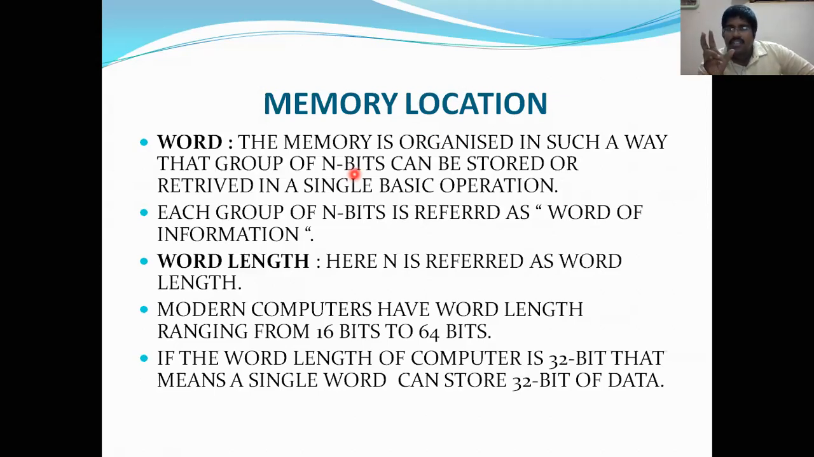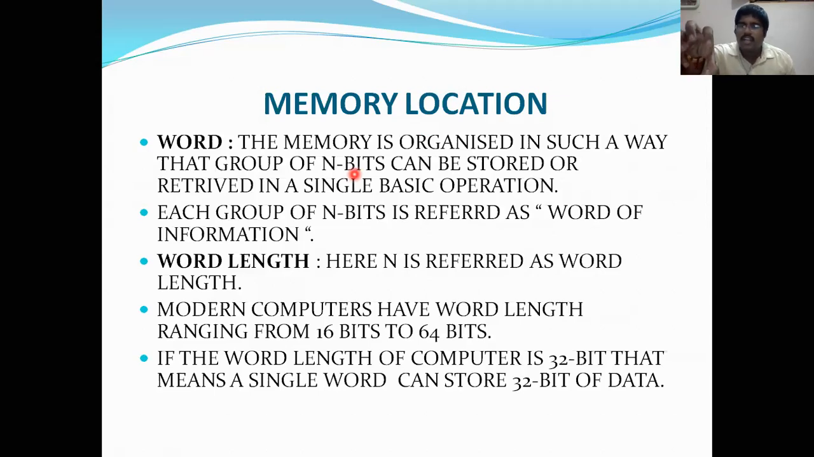For example, if it is a 16-bit register, that means 16 binary values are going to be stored one by one in consecutive memory locations. If it is a 32-bit register, then 32 cells are being occupied by this particular register. Those 32 cells also should be consecutive.